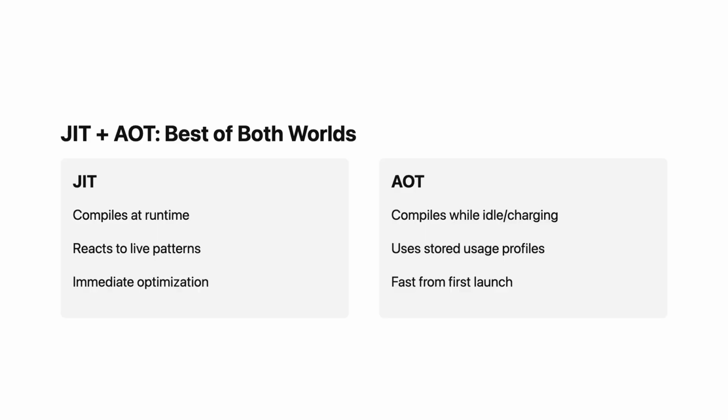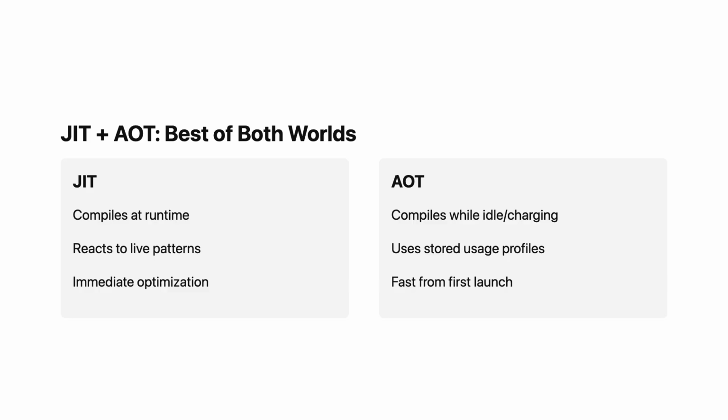ART actually has a second trick as well. It is called AOT compilation. Ahead of time, when your phone is idle and charging, ART looks at profiles of how your app has been used and precompiles the hottest methods into native code. So the next time you launch the app, those methods are already optimized. No warm-up needed. This is the best of both worlds.